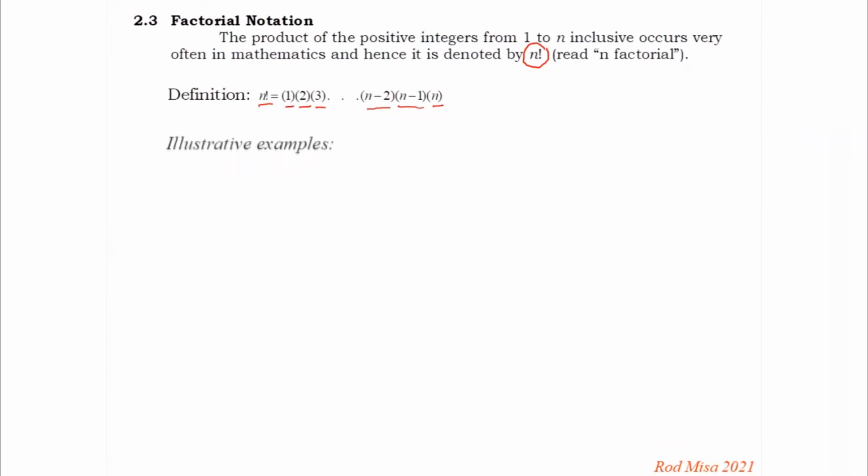So let us have examples here that would illustrate that factorial notation. Now, what is 2 factorial? 2 factorial is the product of the numbers 1 and 2 here.